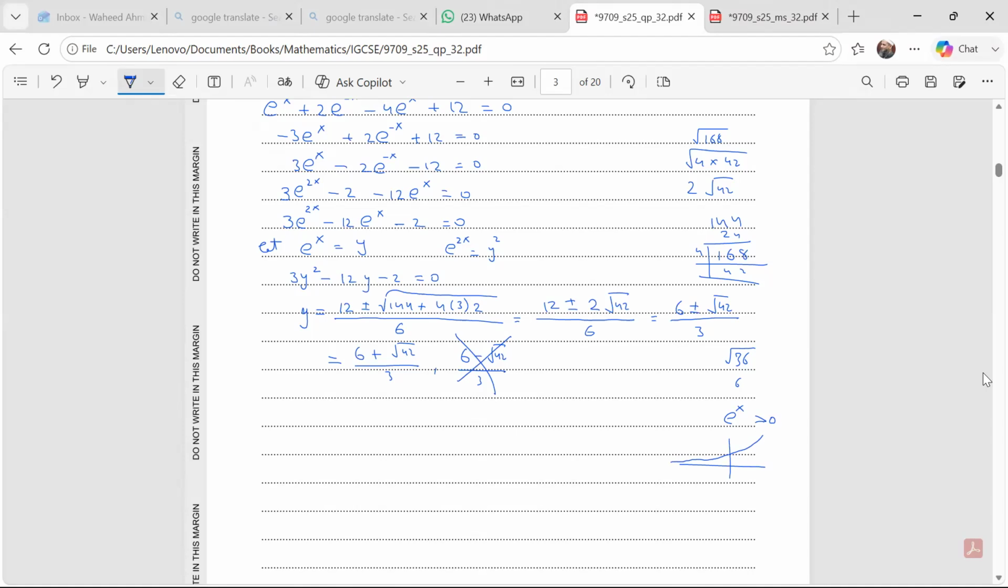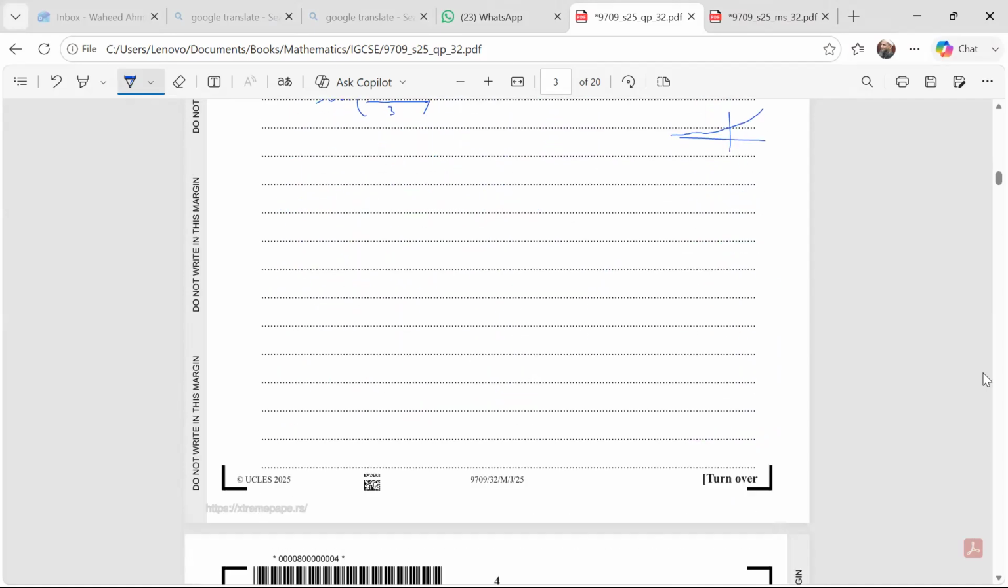Why? Because y is e to the power x, right? So from here, how do I find the value of x now? If I take natural log on both sides, it will become x equals the natural log of (6 plus root 42) over 3. We cannot take the natural log of a negative number. If you do it using a calculator, it comes out to be 1.426. I hope you understand everything over here.